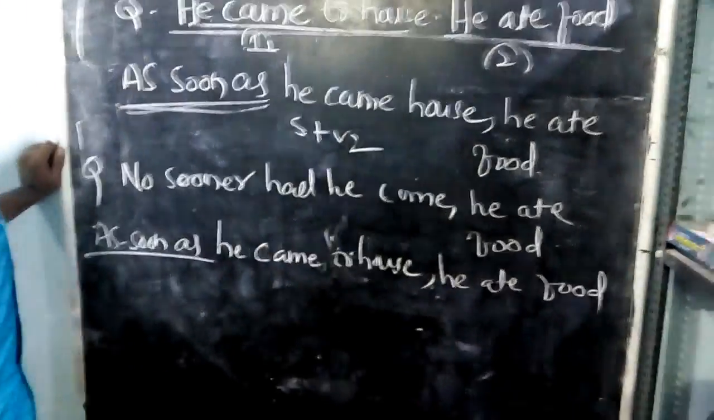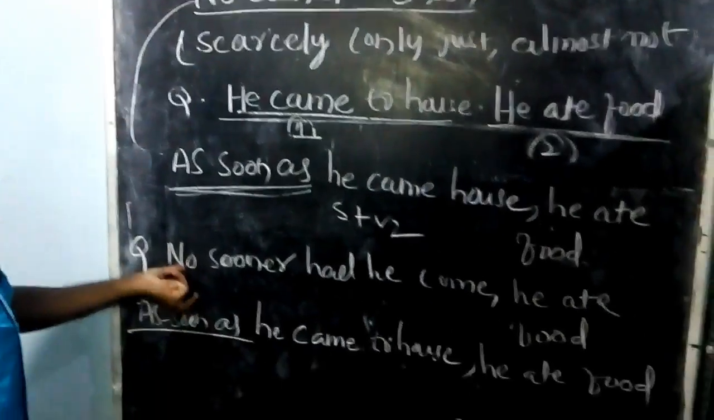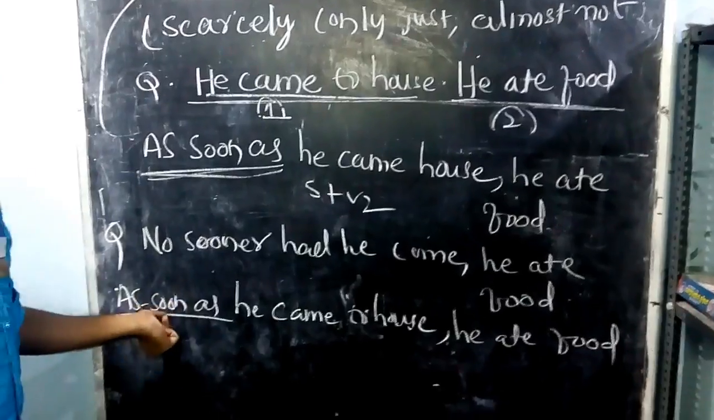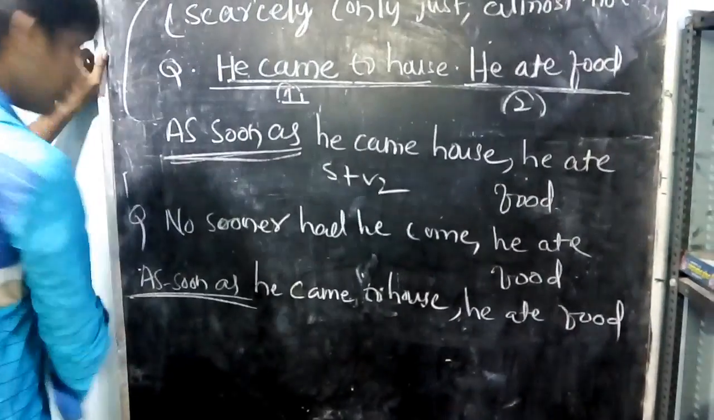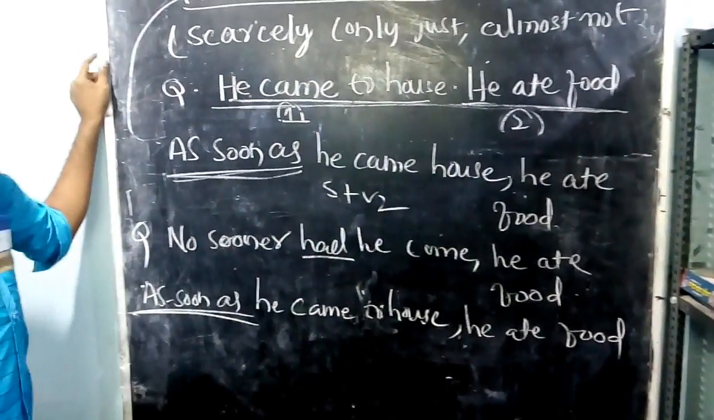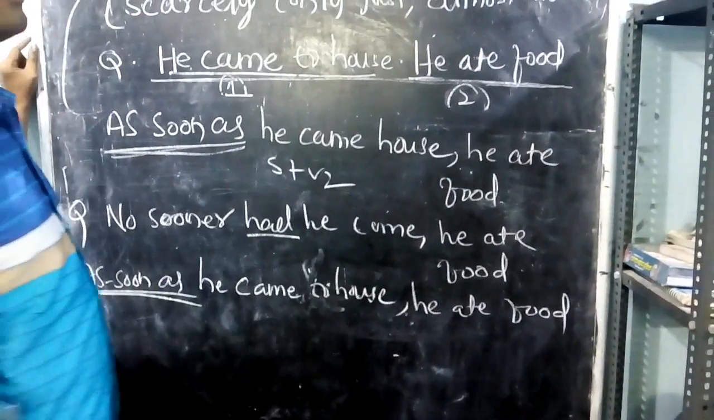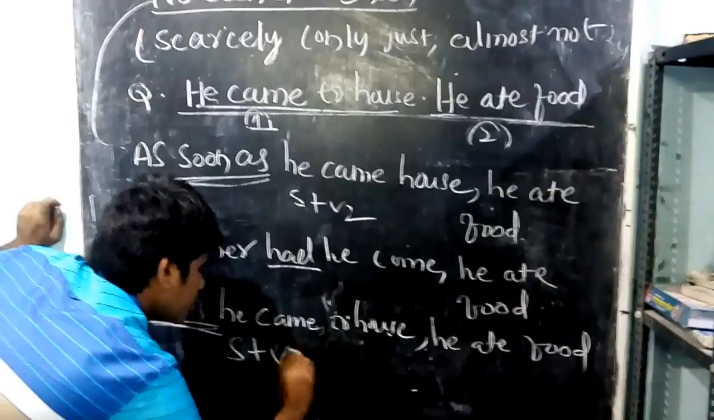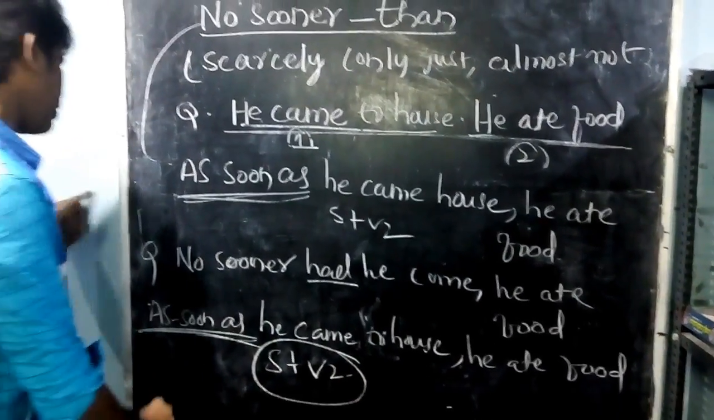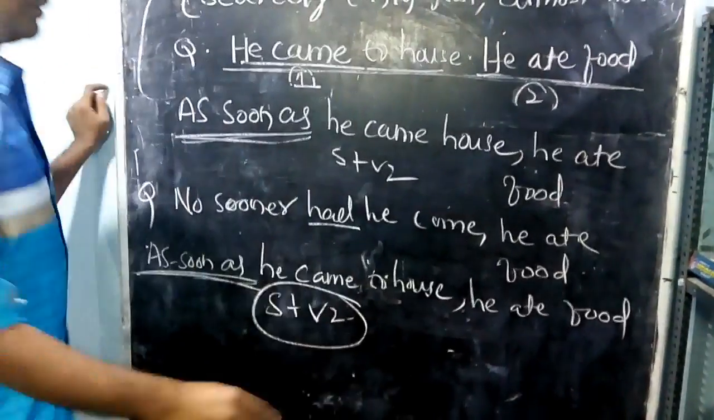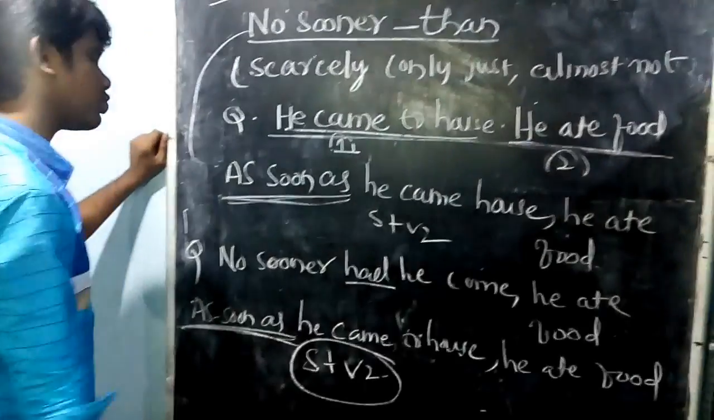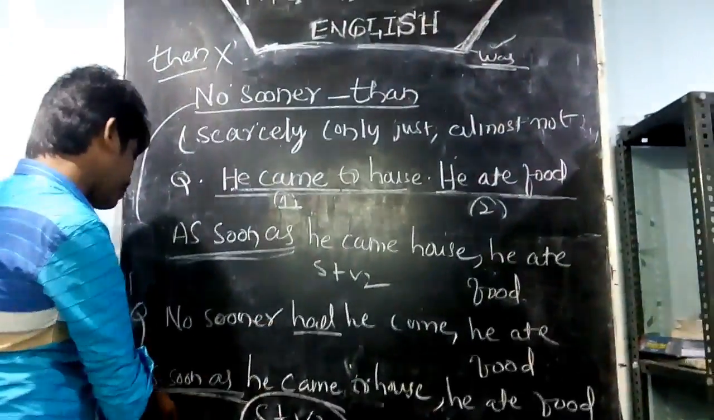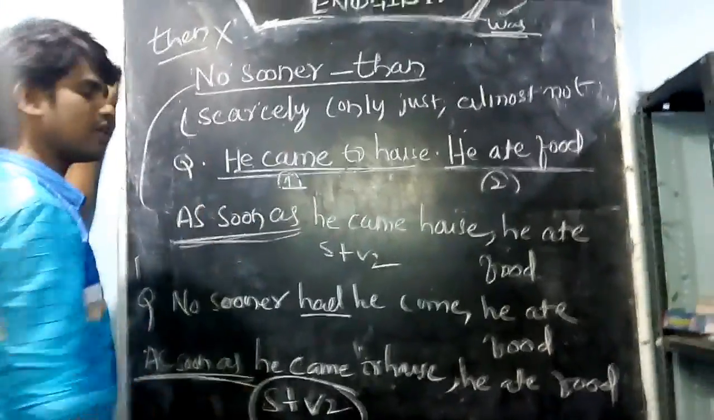So for example, in the examination, if a no sooner sentence is given, you have to change it into as soon as. Then when you are using as soon as, you should not write had. The as soon as sentence has to be written in the simple past only, subject plus verb 2. You should not write "as soon as had he come, he ate food", that is wrong.